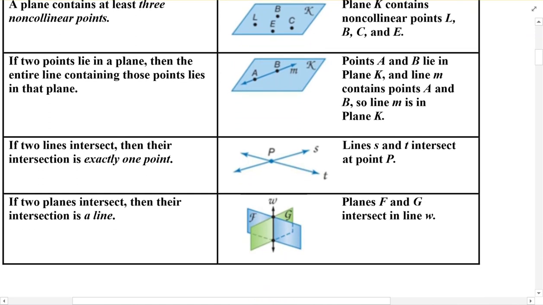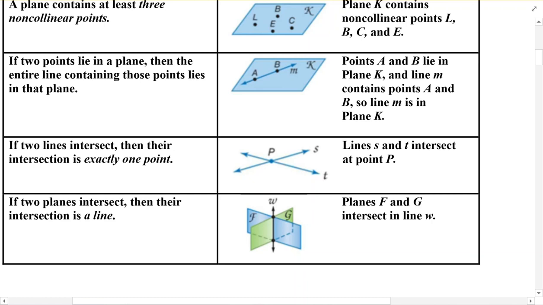If 2 points lie in a plane, then the entire line containing those points lies in the plane. We can paraphrase that when we're giving an example or justifying a step in a proof by saying if a line lies in a plane, then the entire line lies in the plane.